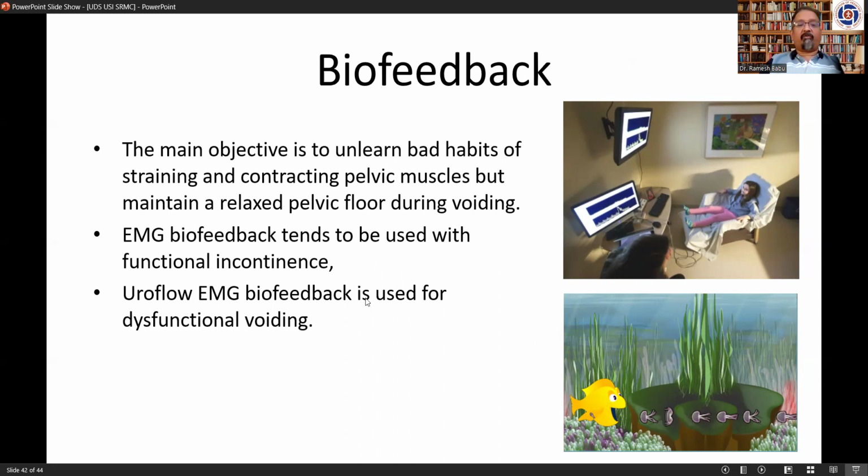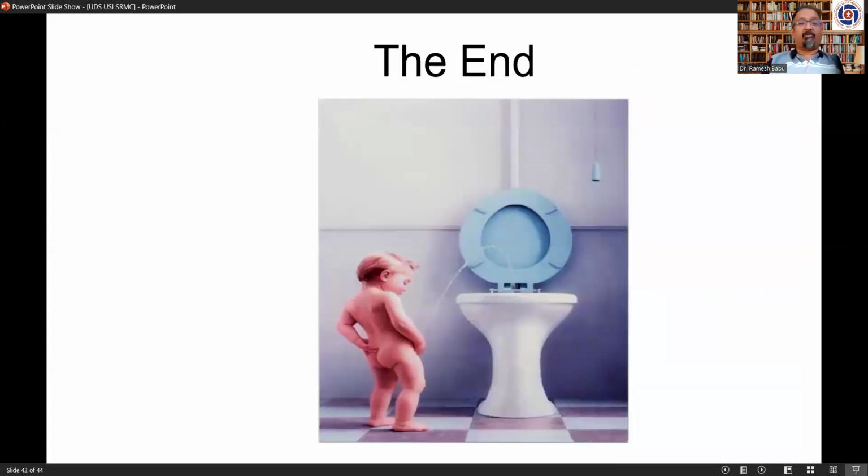Then Uroflow biofeedback is another method used for dysfunctional voidings, where they are taught how to see the Uroflow and then alter the Uroflow accordingly. So that is in short about urodynamics, and I'm not showing the videos because you will be seeing the live demonstrations at the end.